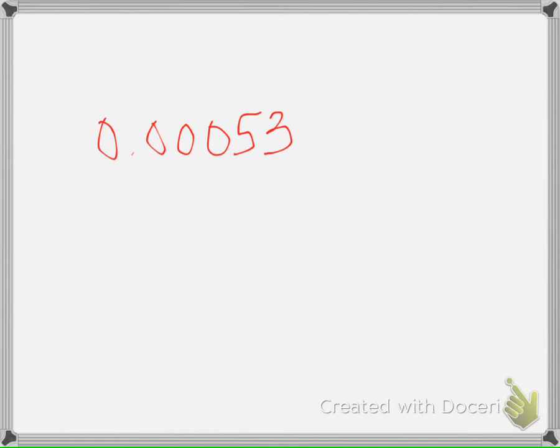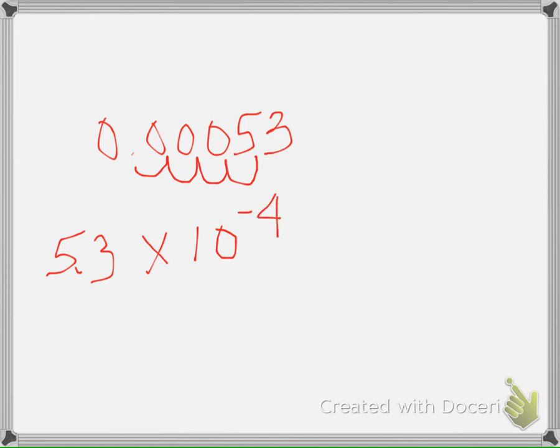We're going to move our decimal 1, 2, 3, 4 spots. So it's going to be 5.3, and we moved it 4 spots, and we moved it to the right. It's a small number. So our exponent is going to be what? Yes, you guessed it, a -4.